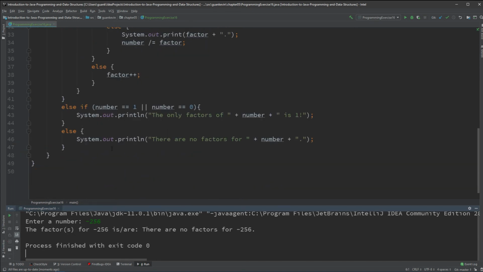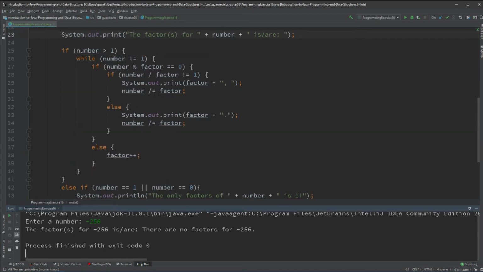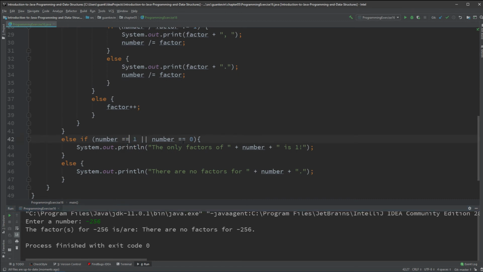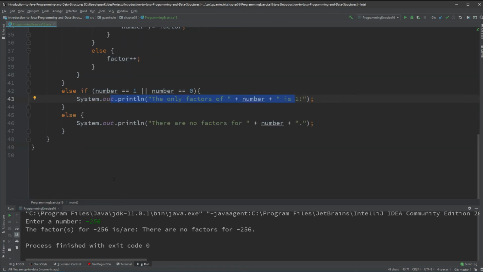Well, in this case, I never solved for that, right? I say only positive numbers, or if you're equal to 1 or 0, then say, hey, none, nothing, nada, right? In this case, a negative number is also a number, and there are factors for negative numbers.